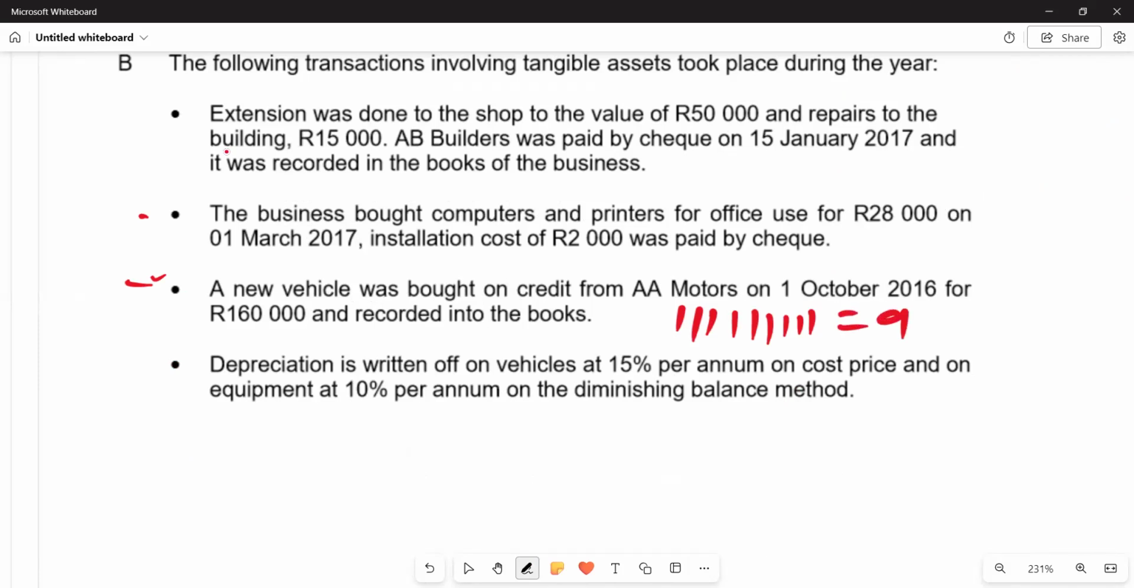So we want to calculate the depreciation, and we are told that depreciation is written off on vehicles at 15% per annum on cost. So this is the straight line method, which is the cost method. So basically, we are going to say our 15% of 160,000, then we get the depreciation for the whole year. Remember, it's per annum. And then we make a proportion of the 9 months that the vehicle stayed. So we're going to multiply by 9 over 12.